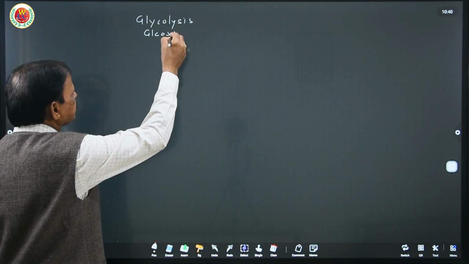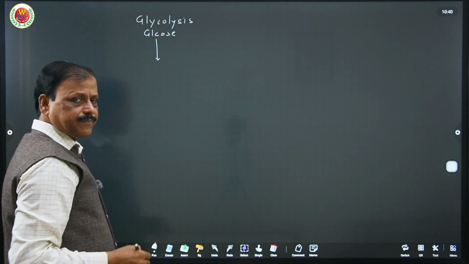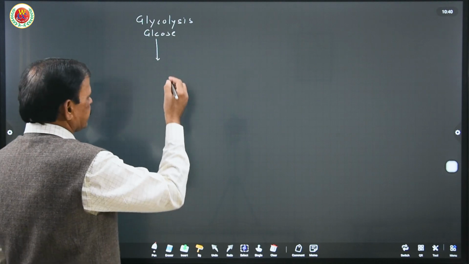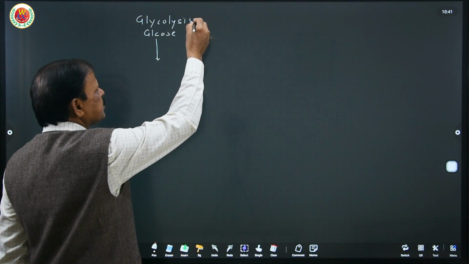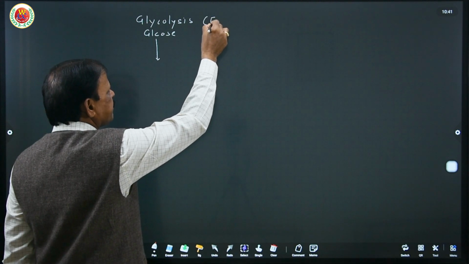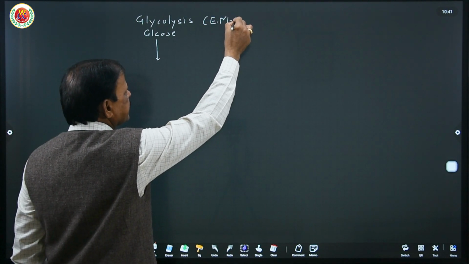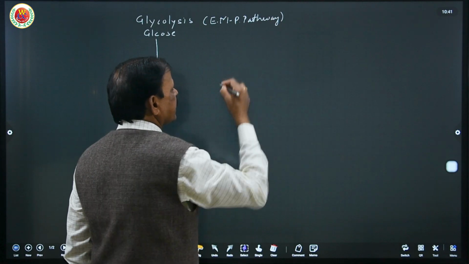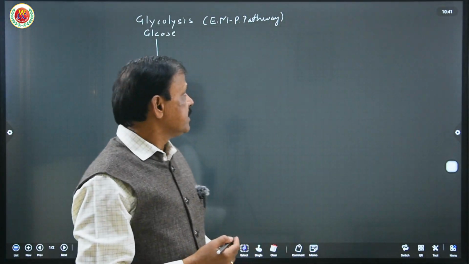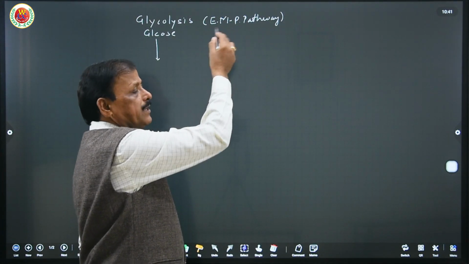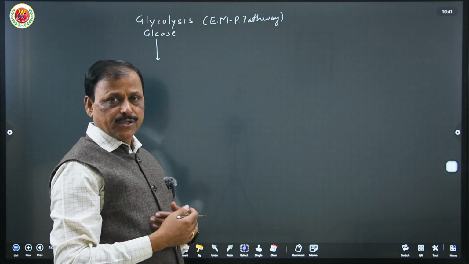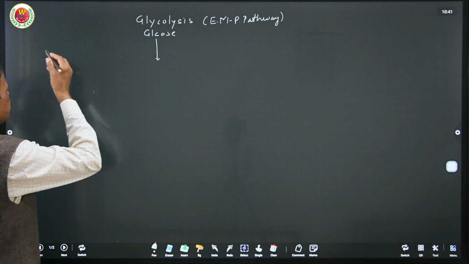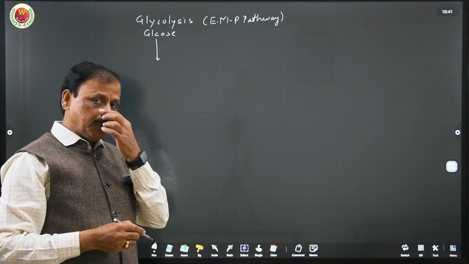So glucose. The first step of glucose is phosphorylation. As we know, glycolysis is the stepwise breakdown of glucose into pyruvic acid. It is also known as the Embden-Meyerhof-Parnas pathway. This has to be remembered as another name for glycolysis, since it was discovered by Embden, Meyerhof and Parnas. These are the three different scientists who discovered and explained glycolysis.